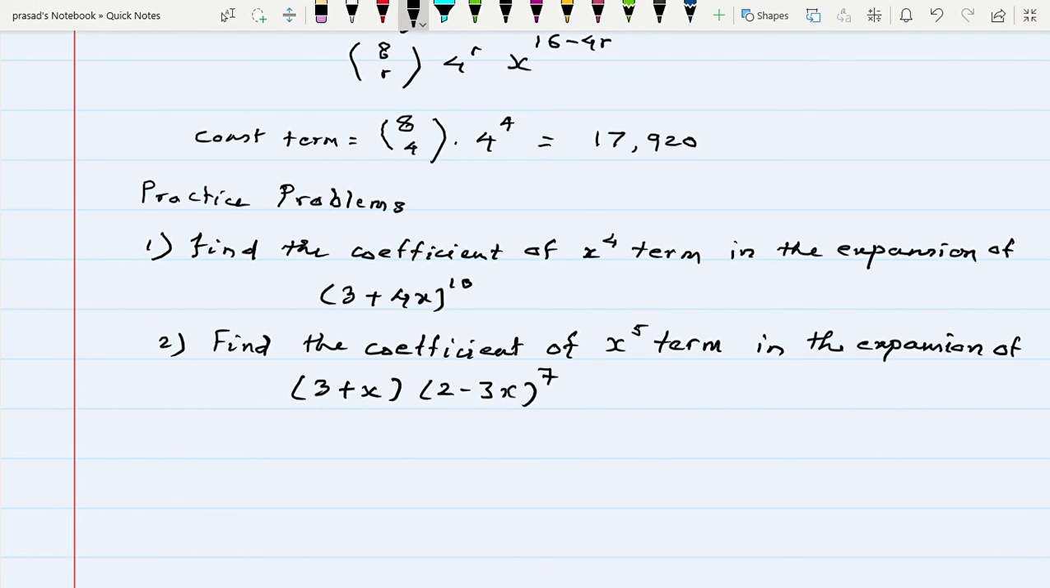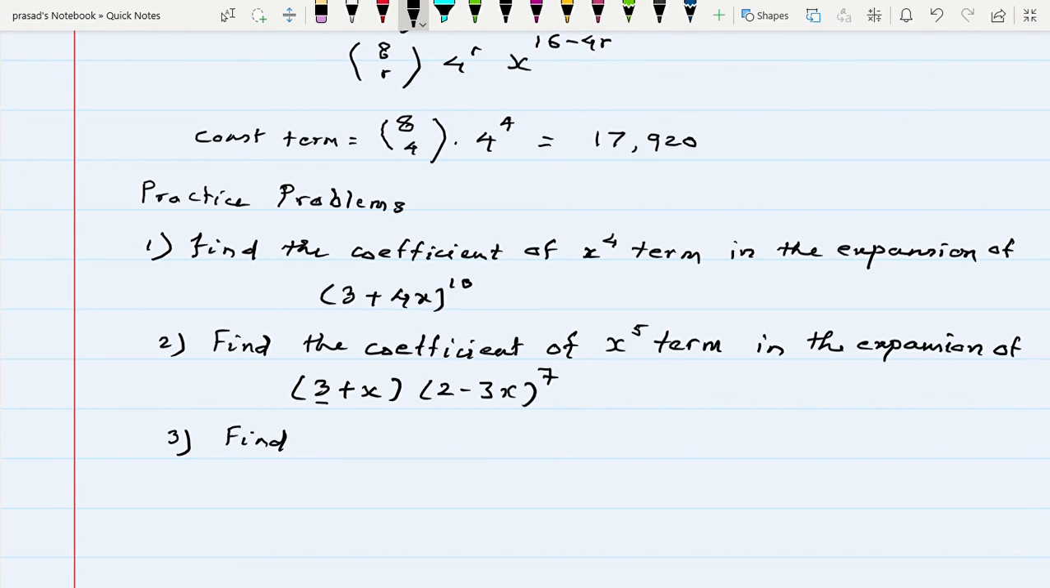So as I already discussed, there is no need to completely expand 2 minus 3x to power 7. Only see the combinations. With 3, you want x to power 5, so 3 into x to power 5, and x into x to power 4. So only find two terms. One is the x to power 5 term and the other is the x to power 4 term.